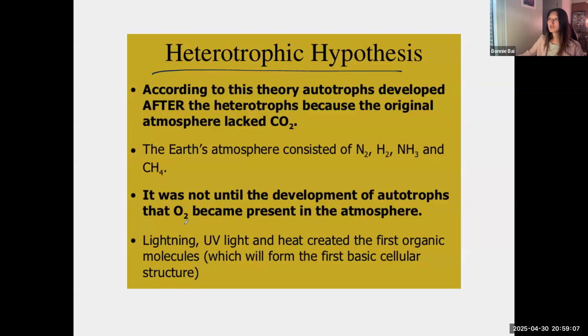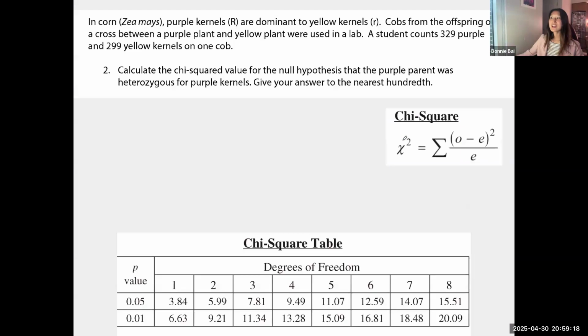Heterotroph hypothesis, you can just look at it real quick. We were thinking maybe autotrophs didn't show up first; it was the heterotrophs that showed up first during evolution. That's just a thing. Chi-square, you plug it in. We practiced this in class already. Then we're done.